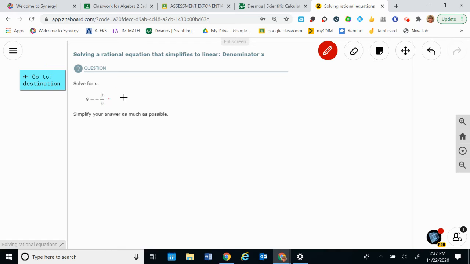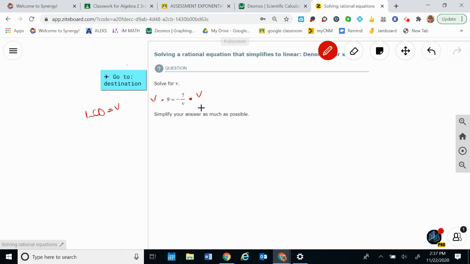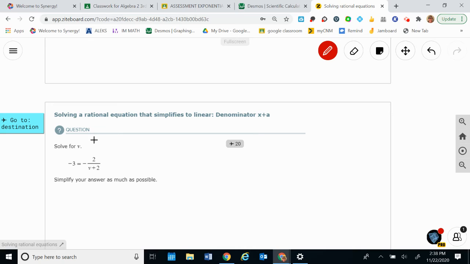Since we already did the hardest problems, let's go back and do the easiest. To multiply by the LCD, it's just V. LCD equals V. This is going to cancel, and you're going to get 9V equals negative 7, or V is equal to negative 7 divided by 9. And that is it. Next. Here we go.